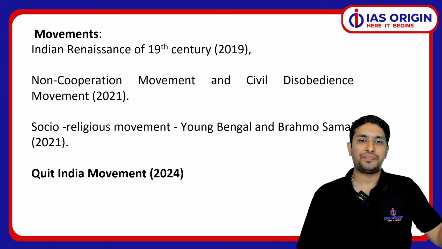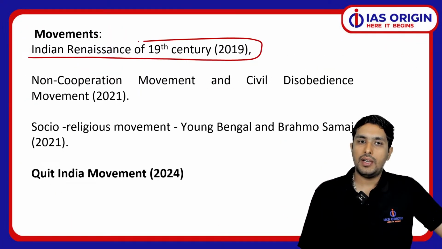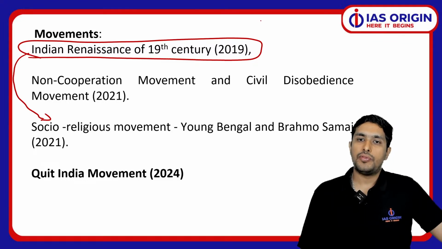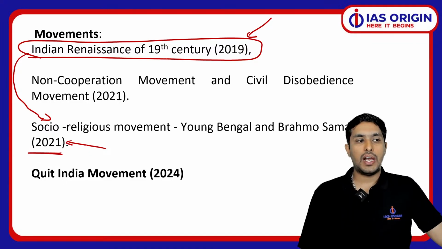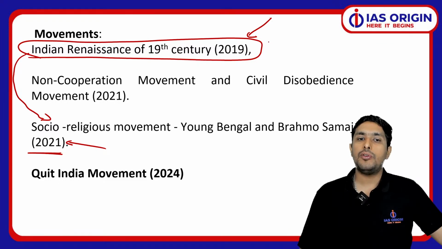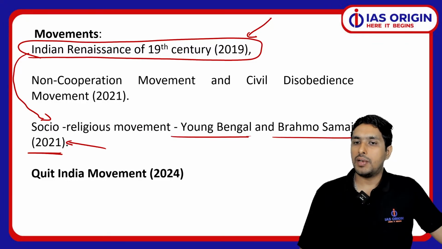For example, we talk about the Indian Renaissance in the 19th century. So what precisely is that? That is related to social religious movements only. We had a question in 2019, then again a question in 2021 based on this. That's quite important. So here it's very important that we keep in mind that we have to read about social religious movements. Young Bengal movement was asked, Brahma Samaj was asked.